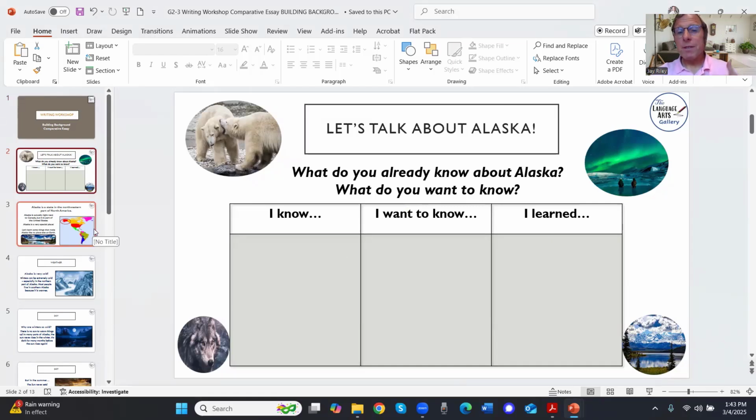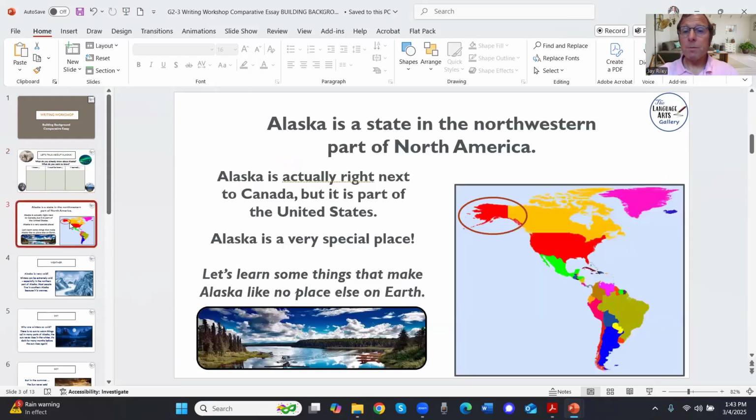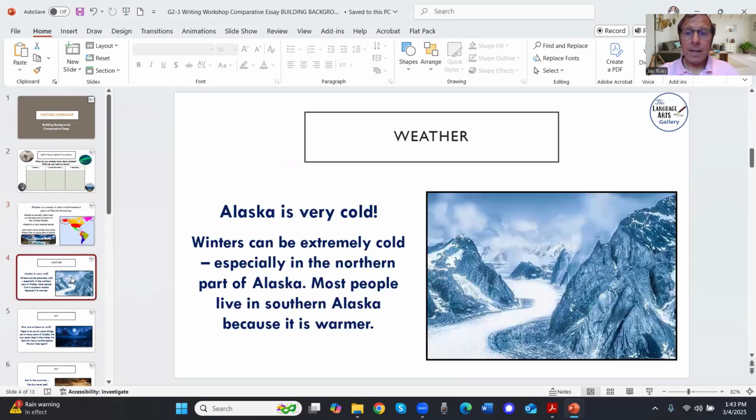But then we're going to revisit this. We're going to talk about what we know, what we want to know, and then after today's lesson, we're going to come back and talk about what we learned. So I introduce them to where Alaska is, depending on what context you're teaching in. Some students may be from a part of the country where they may be familiar with Alaska, others may not. So I teach about where it is, and I teach about what it's like there. And this is a great start because most of my students know that Alaska is very cold.